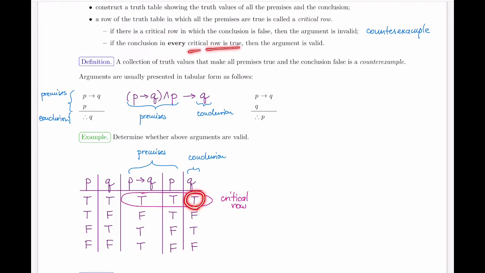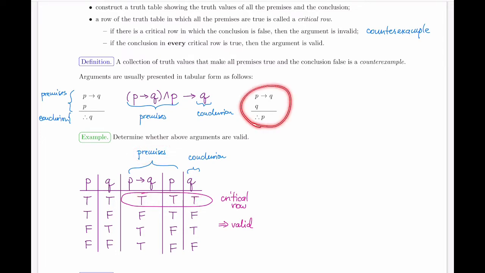If the conclusion is true, then the argument is valid. If the conclusion is false, then we've produced a counterexample. Here, the conclusion is true, which means that this argument is valid. So I can write that down here. Okay, so again, remember that the justification for why the argument is valid is that in every critical row, which is the row where all the premises are true, the conclusion is also true.